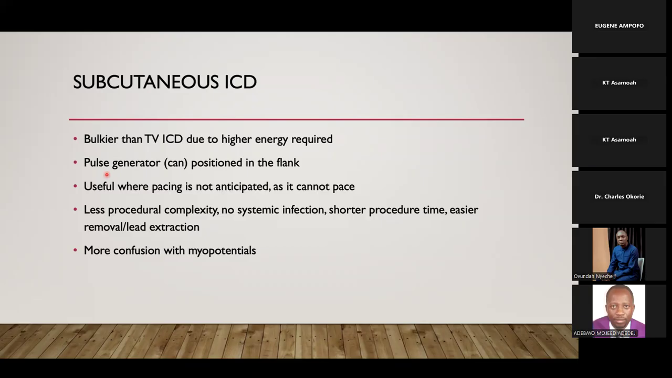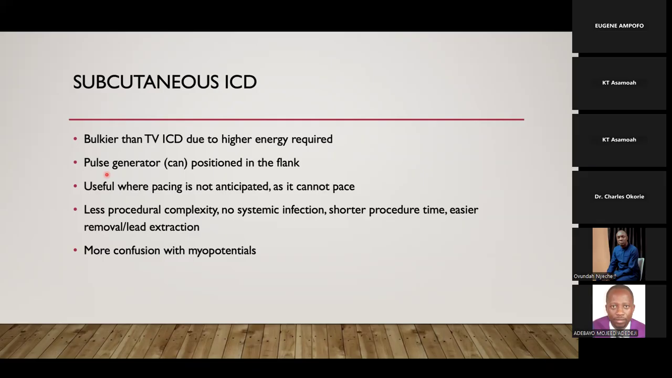However, because it is subcutaneous, there's less procedural complexity, there's less radiation, and you don't have a risk of systemic infection because there's no device inside the heart. Procedure time is shorter, and it's easier to extract a lead, just as it is for a tunnel line. It's much easier because you don't need to go in and manipulate and risk vessel rupture and all that.